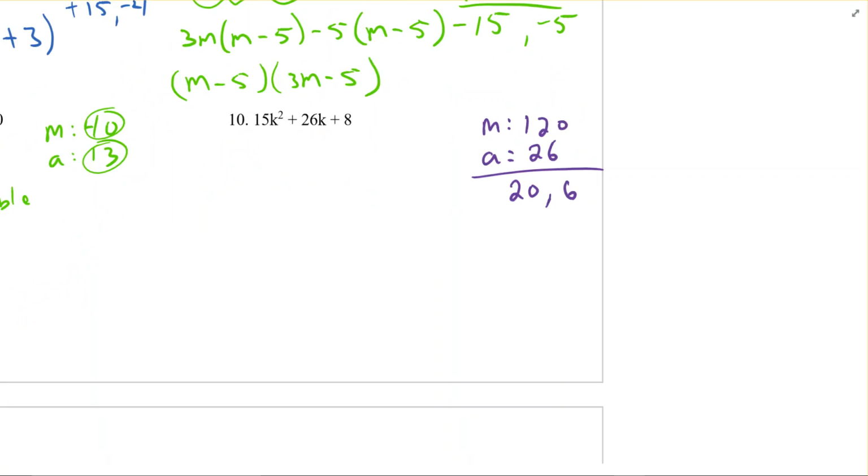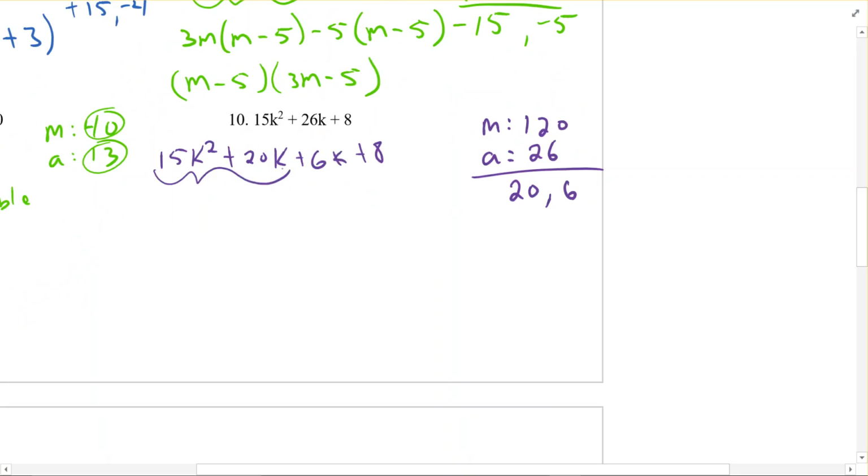Okay, so I got 20 and 6 for the numbers. So let's rewrite this. We've got 15k squared plus 20k plus 6k plus 8. Factor out this part. I can factor a 5 and a k out of that. I've got left 3k. Here I've got 5 out of that, be 4, so plus 4.